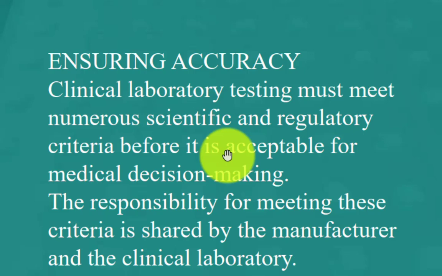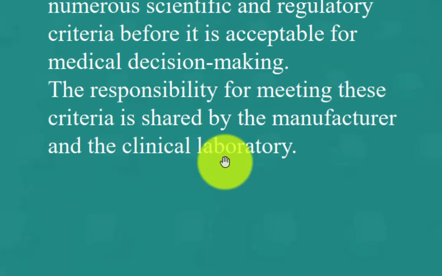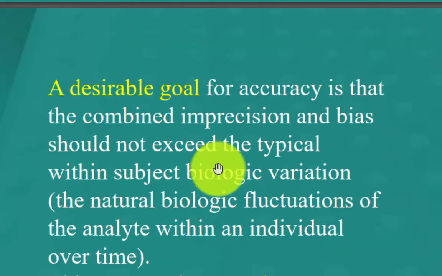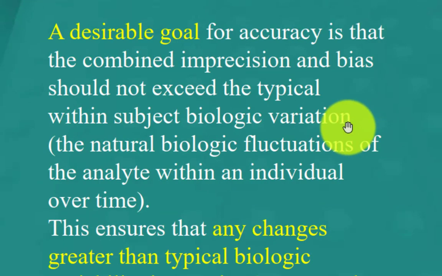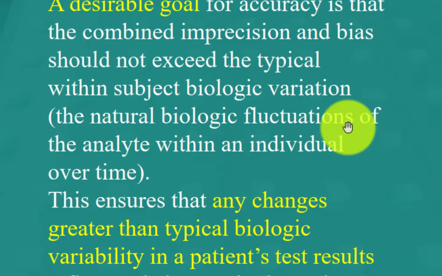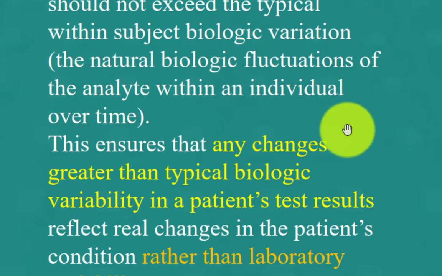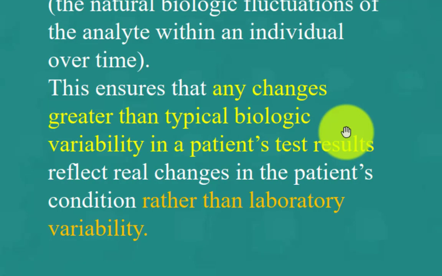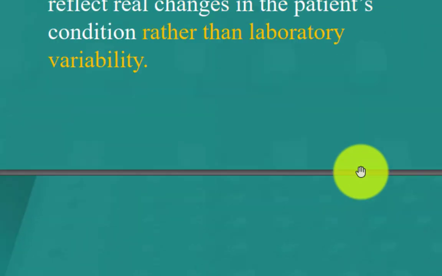To ensure accuracy, clinical laboratory testing must meet numerous scientific and regulatory criteria before it's acceptable for medical decision making. The responsibility for meeting these criteria is shared by the manufacturer and the clinical laboratory. A desirable goal for accuracy is that the combined imprecision and bias should not exceed the typical within-subject biological variation, the natural biological fluctuation of the analyte within an individual over time. This ensures that any changes greater than typical biological variability in patient test results reflect real changes in the patient condition rather than laboratory variability.